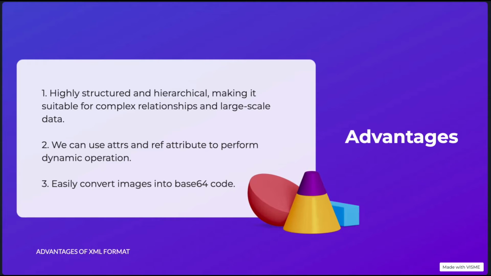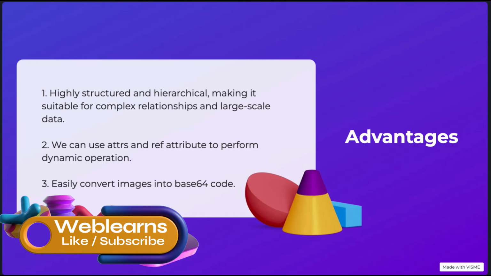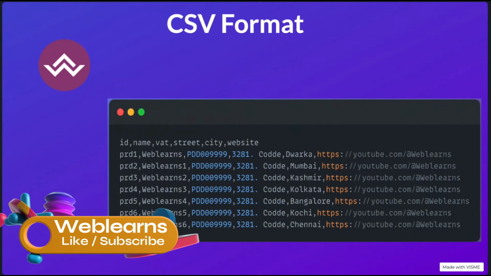The third one is images. We already saw in the difference between the CSV file and the XML file that in the XML file, we can easily convert any binary field into base64 code without extra code. That is the main advantage of the XML file.